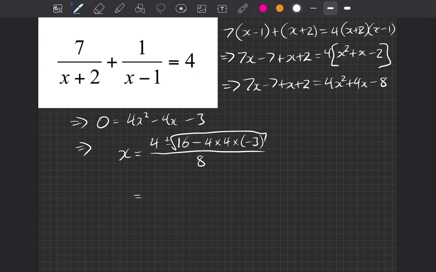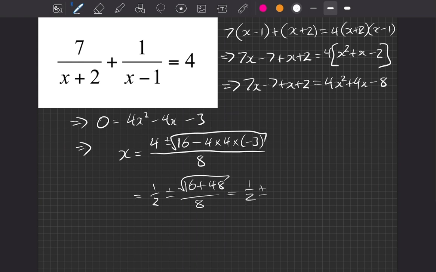Let's simplify this a little bit then. So our 4 and our 8, that becomes a half out the front, plus or minus. Well, let's have a look at this bit inside the square root. 4 times 4 makes 16, times another 3 makes 48, and our negative and negative, they make a plus. So we have 16 plus 48 divided by 8. And we'll keep going. 1/2 plus or minus.